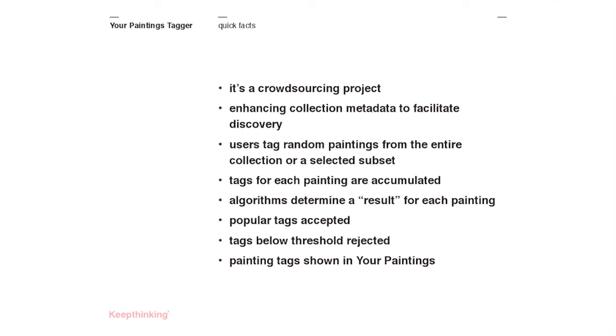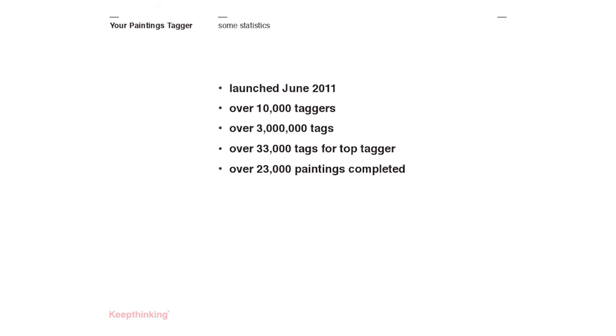So the tags that are accepted are then surfaced through onto Your Paintings. But we save all the tags, and having all the tags in the database for each painting is actually itself useful for research purposes. It launched in 2011. We now have over 10,000 people doing this, and they've created over 3 million tags. And there are some people who really do this more than anything else. There's a couple of people who've got over 33,000 paintings tagged themselves.